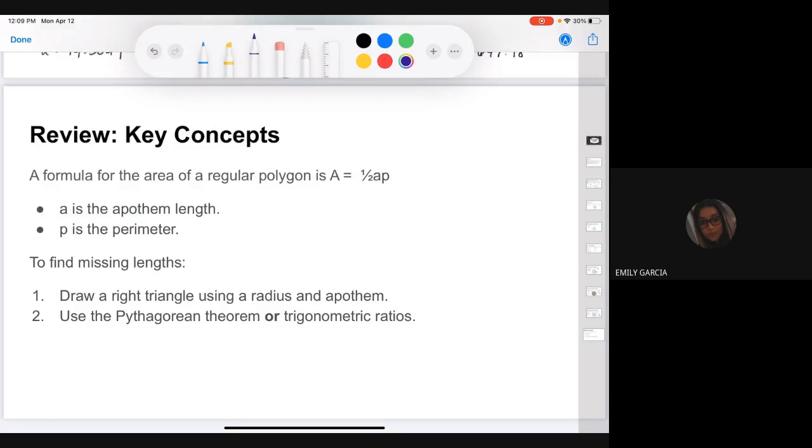And depending on which information you're given, the first thing you can do is use your Pythagorean theorem if you are given 2 side lengths. If you're not given those 2 side lengths of your right triangle, then what you're going to want to do is use your trigonometric ratios in order to find those missing side lengths.